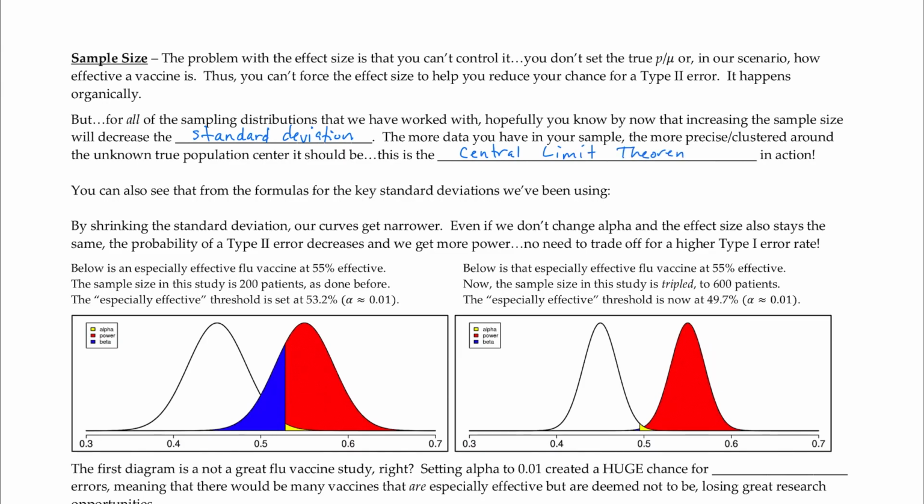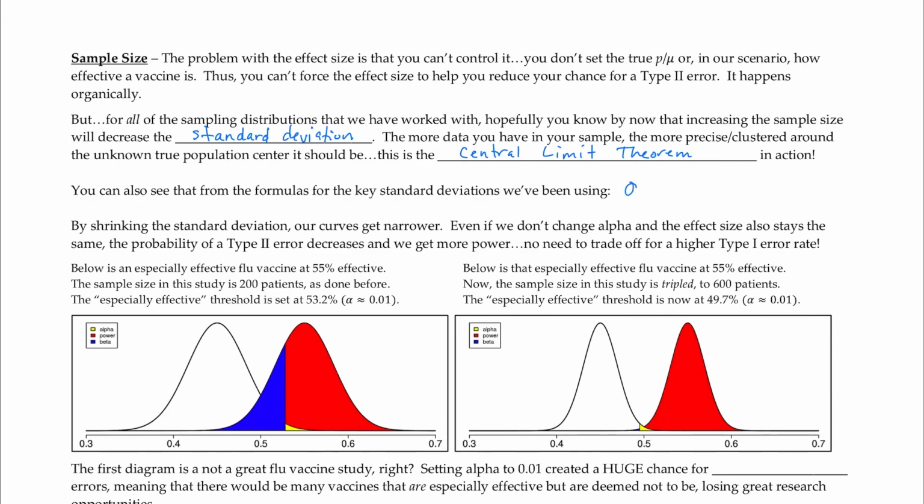A high enough sample size helps you out with that. So this is the central limit theorem. The larger the sample size, the less that you'll deviate from that center. You can also see it in the formulas that we've been using for standard deviation.